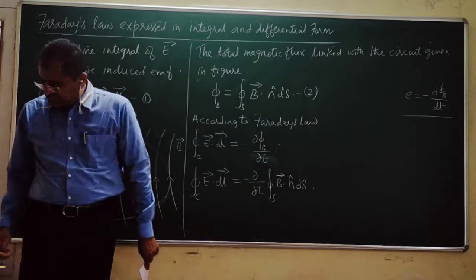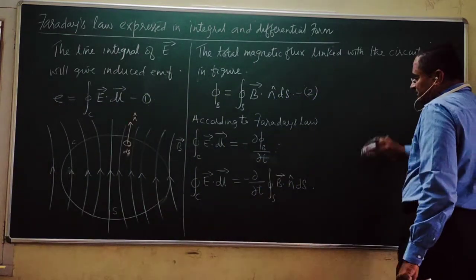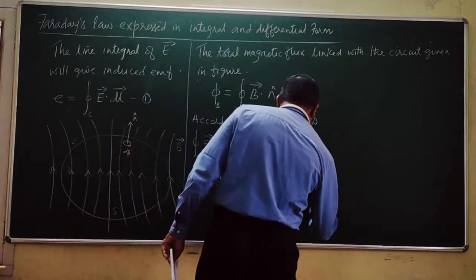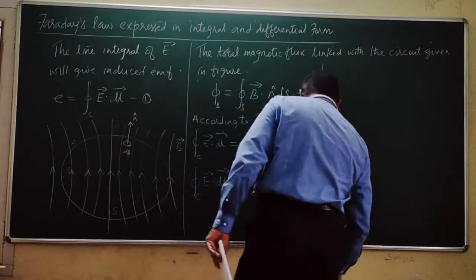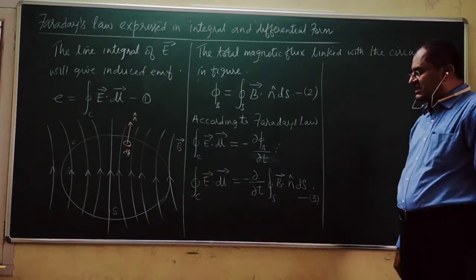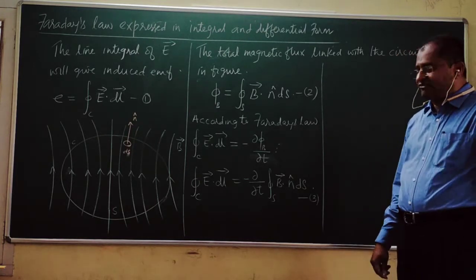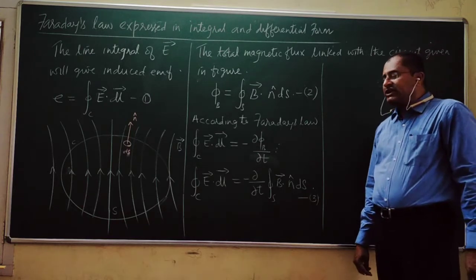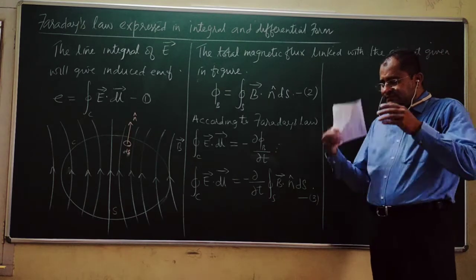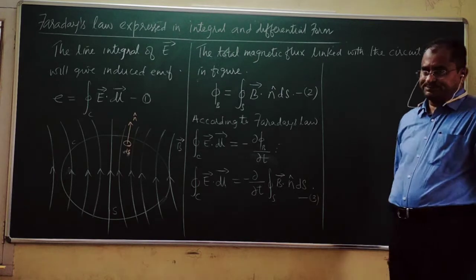Is that okay to you, sir? Now, if you look at this expression, I will call this expression 3. If you look at expression 3, the left hand side has a line integral, and the right hand side has a surface integral. Therefore, it becomes very obvious that the line integral has to be changed into a surface integral.